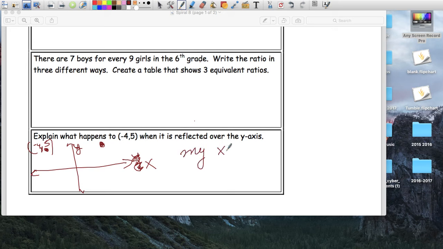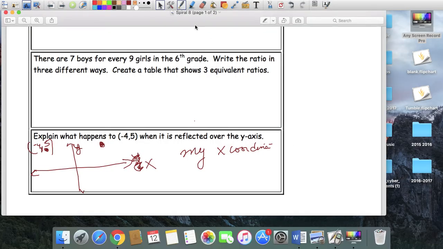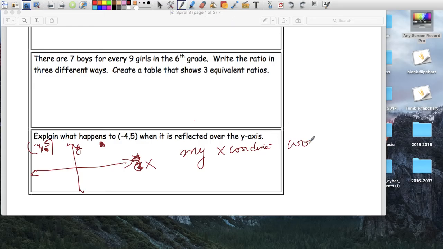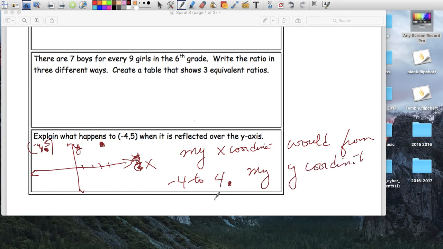my x-coordinate, the first number, would change from negative 4 to positive 4, right? So it would be 1, 2, 3, 4, and be positive 4. And my y-coordinate, the second number, 5, would stay the same. Okay?